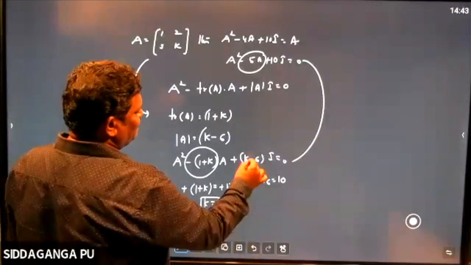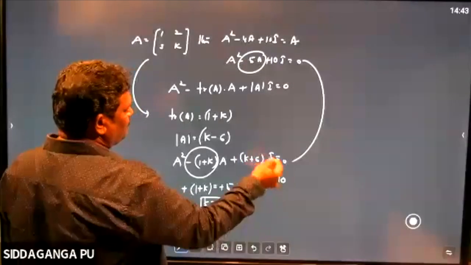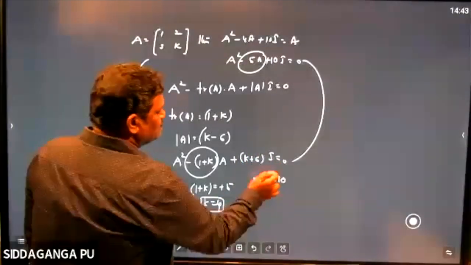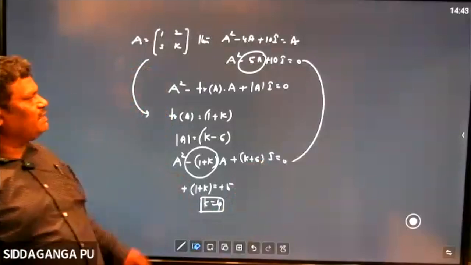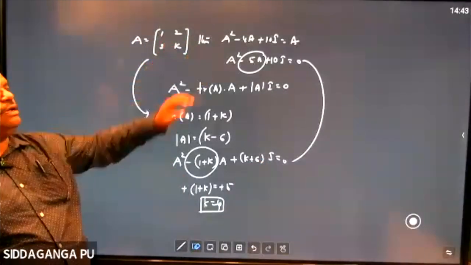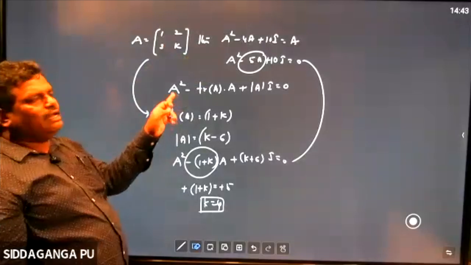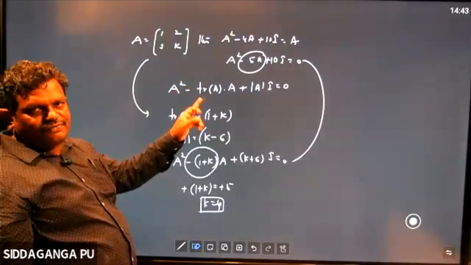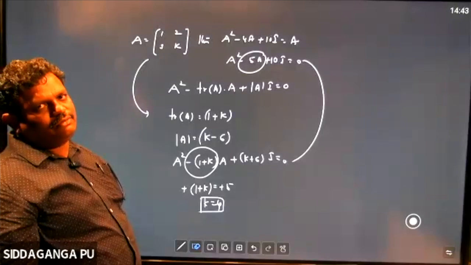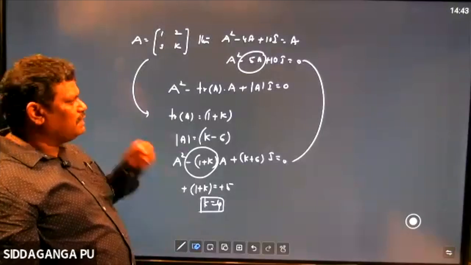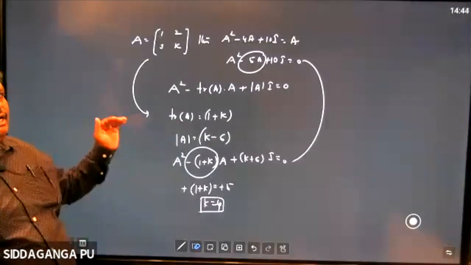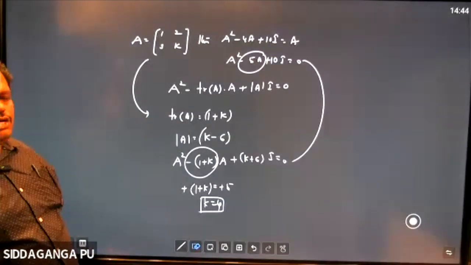Here we take the positive value, and then we get the same value. So this is the process for this one. We remember this one. Whenever this type of question comes, we can calculate with this method. What method are we applying? A square minus the trace of A into A plus det A into I equal to 0. Okay? So you can get this by using the characteristic equation of the given condition.